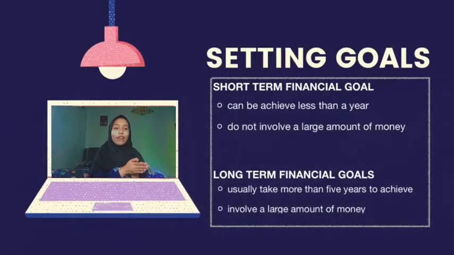For the first process, which is setting goals, it can be divided into two types, which is short-term financial goal and long-term financial goal. For the short-term financial goal, it can be achieved in less than a year and does not involve a large amount of money. While for the long-term financial goals, it usually takes more than 5 years to achieve and it involves a large amount of money.